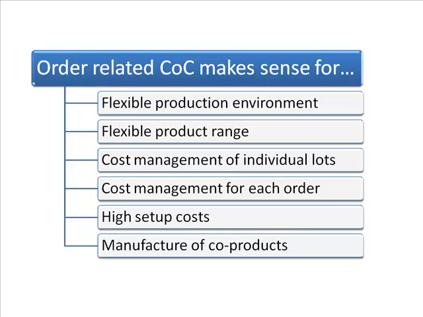So order related cost object controlling, just to summarize, is when you're trying to track the costs of a specific production order. But that may not always be needed. So what we are talking about here is, under what conditions does that make sense? When would we do that? When these situations arise.